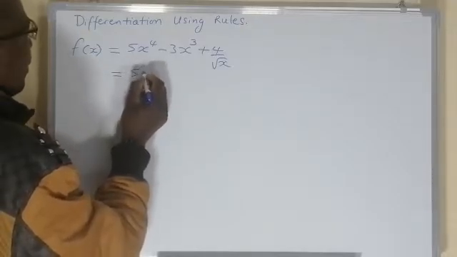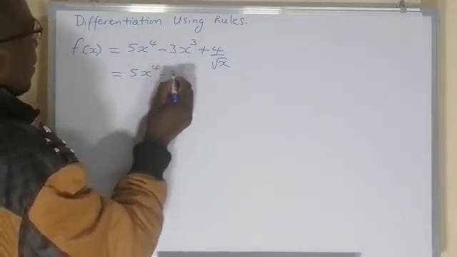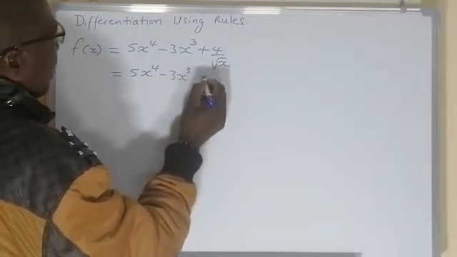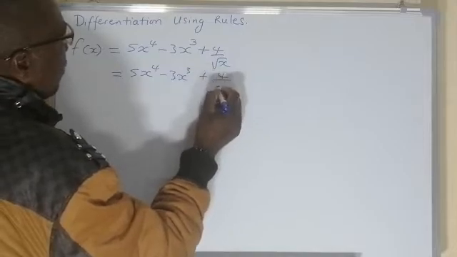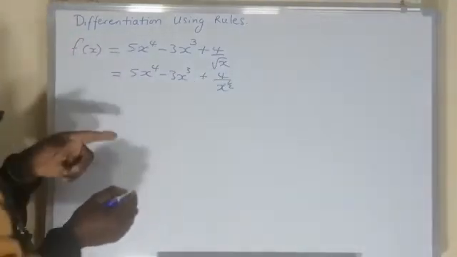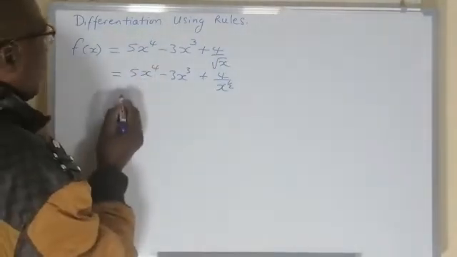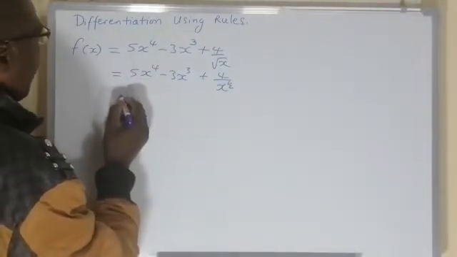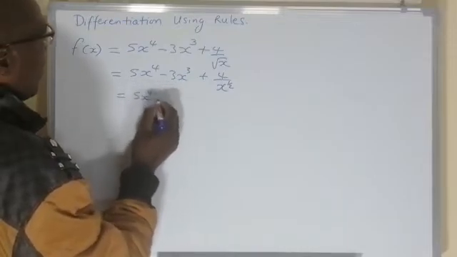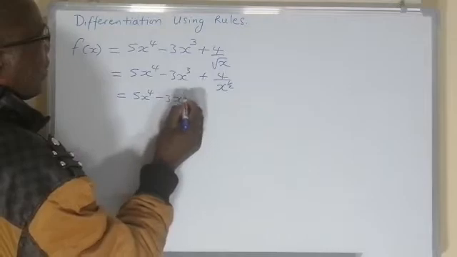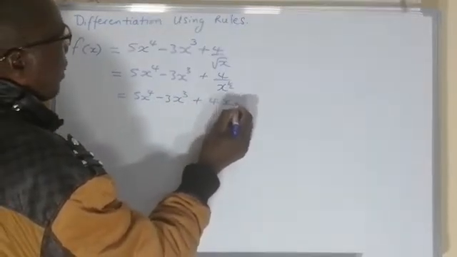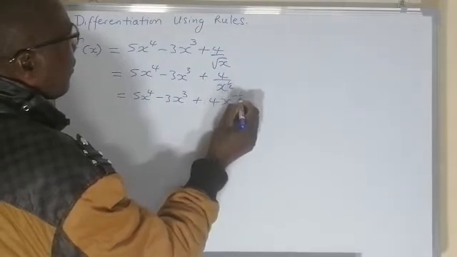That's 5x to the fourth minus 3x to the third plus 4 over x to the power a half. Square root is the same as an exponent a half, which means this becomes 5x to the fourth minus 3x cubed plus 4x to the power negative a half.